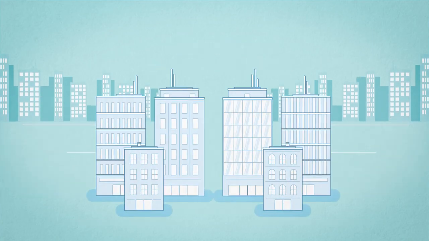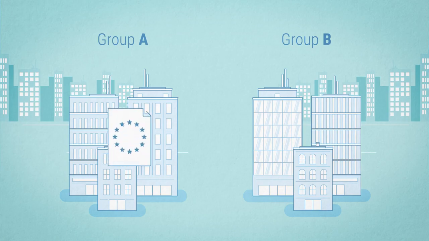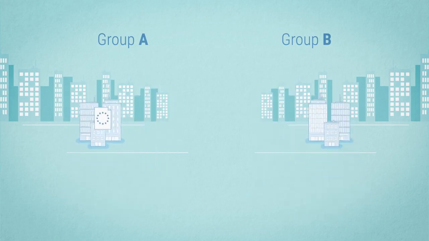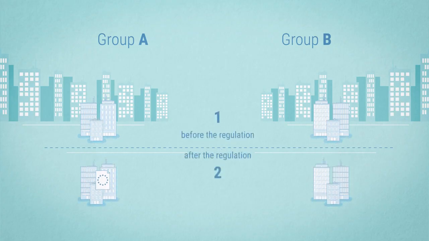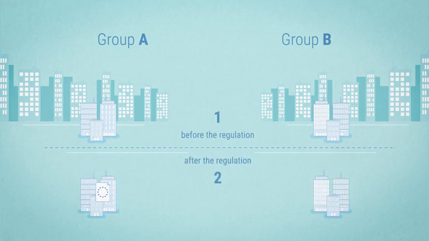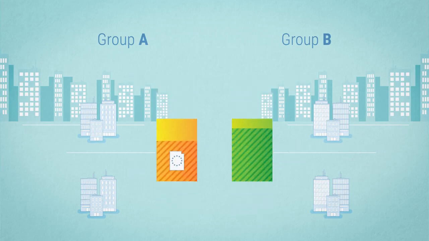Assume we have access to data for two groups of firms, where one of the groups, Group A, was exposed to the regulation, while the second one, Group B, was not. Assume also that both groups are observed for two time periods, 1 and 2, one before and one after the introduction of the regulation. Then consider the difference in average payment days in both groups between period 1 and 2.